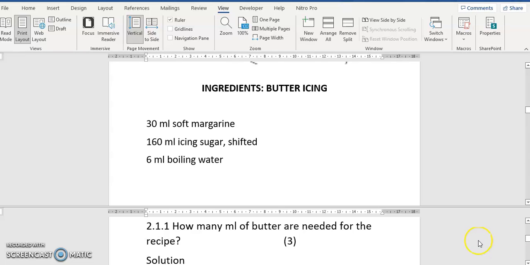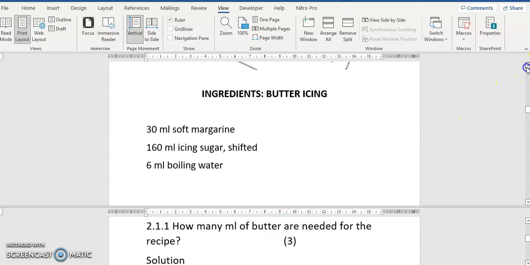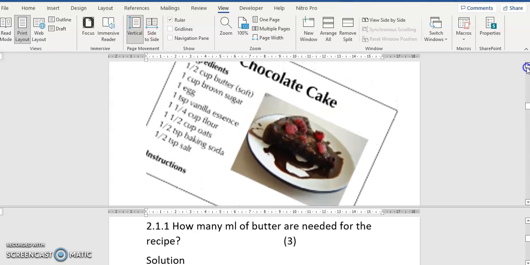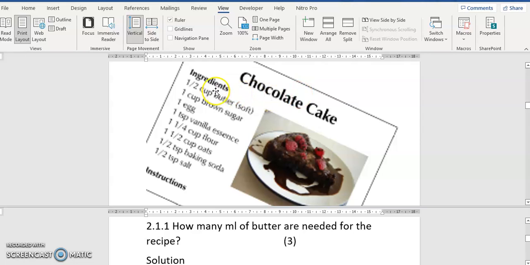Okay. Where can we find butter? Let's go to our ingredients. We have 1/2 cup of butter. So how many milliliters of butter are needed for the recipe, for making this chocolate cake? How many cups can it take? You can put it in a cup, so 6 cups. These are the ingredients for 6 cups of chocolate cake. All right.